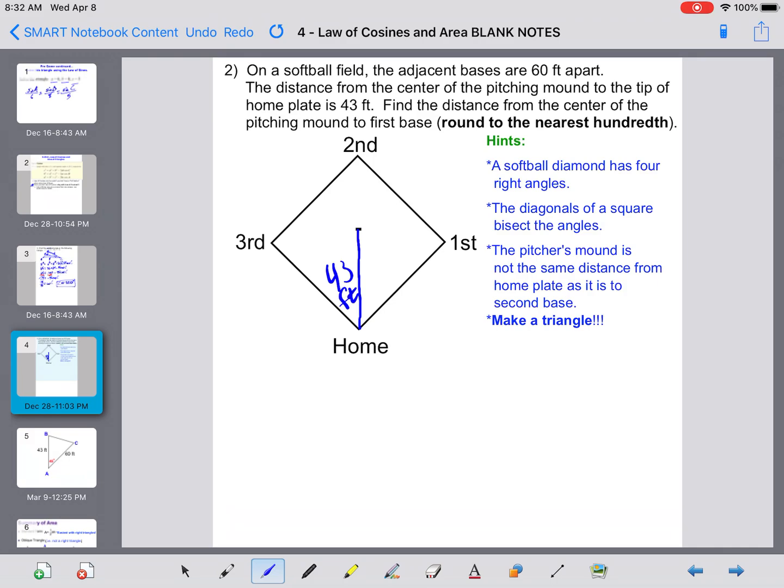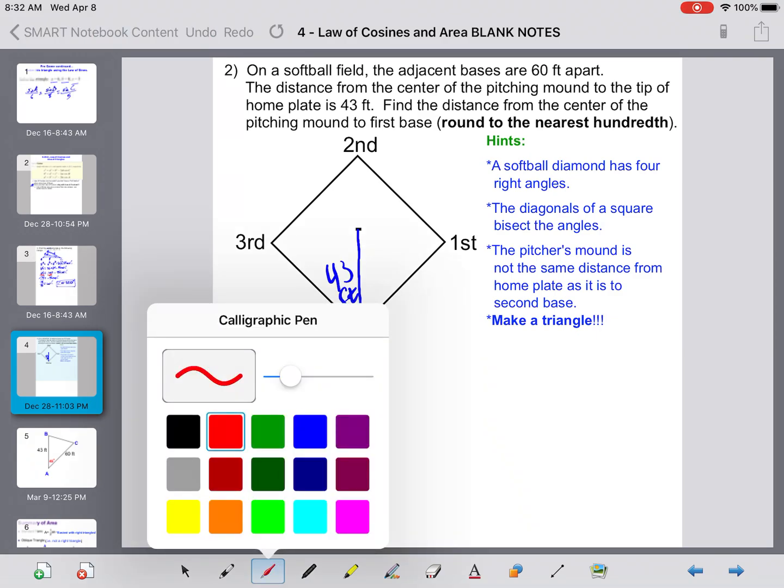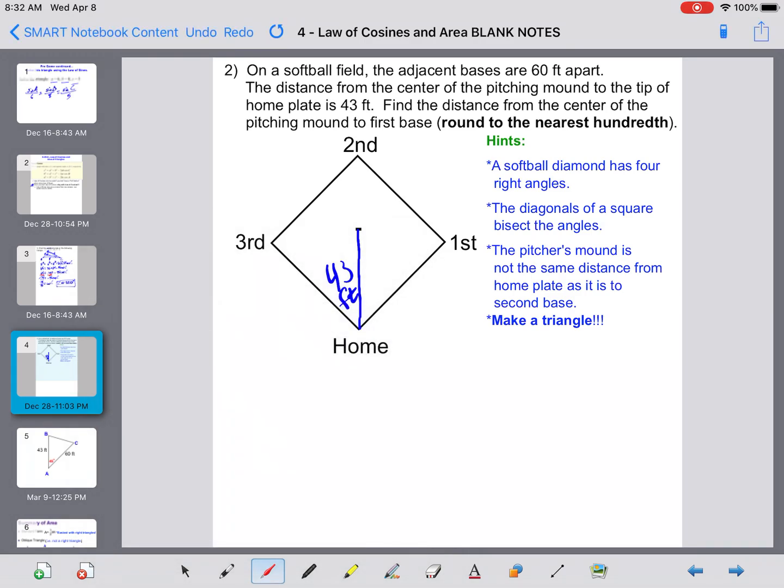Now, I like this problem because a lot of people assume that the pitcher's mound is smack dab in the middle of the diamond. It's actually not. It's 43 feet from the home plate. And we want to find the distance from the center of the pitching mound to first base. So basically, we want to find what this distance is here. Okay, we're looking for x.